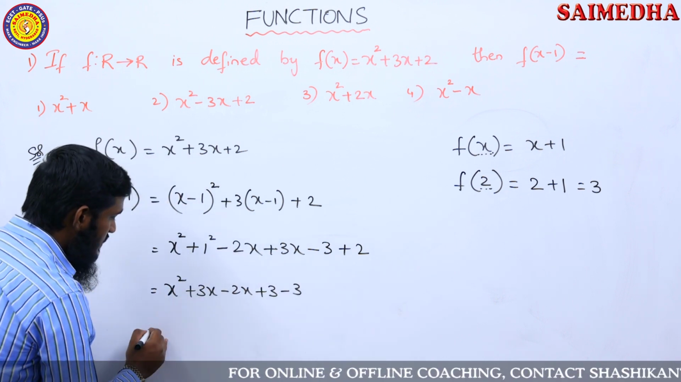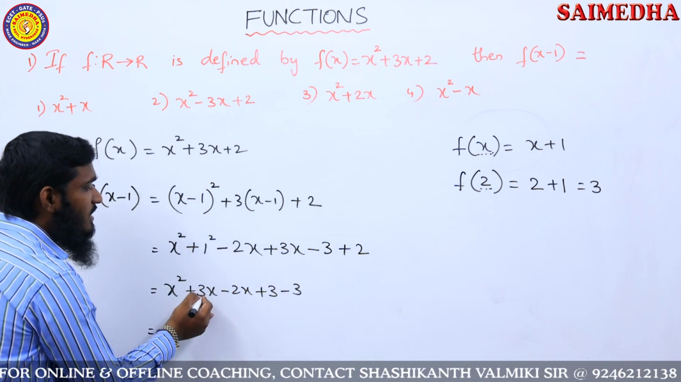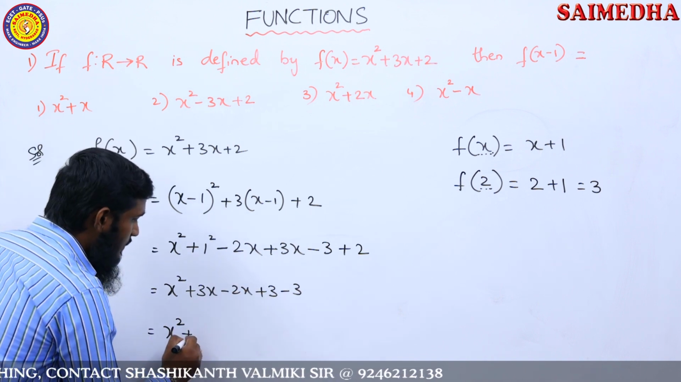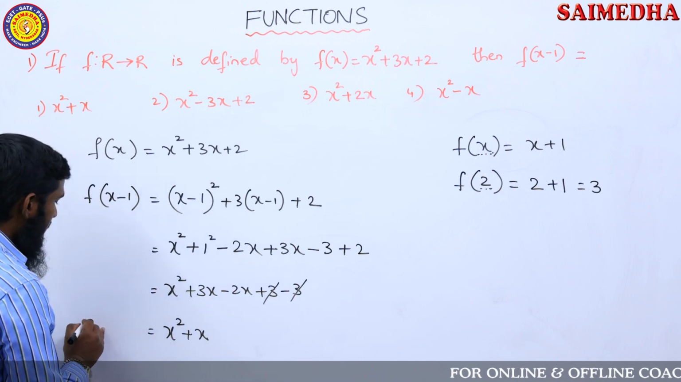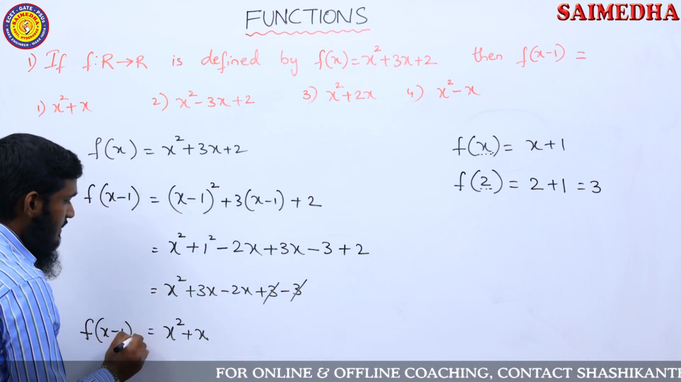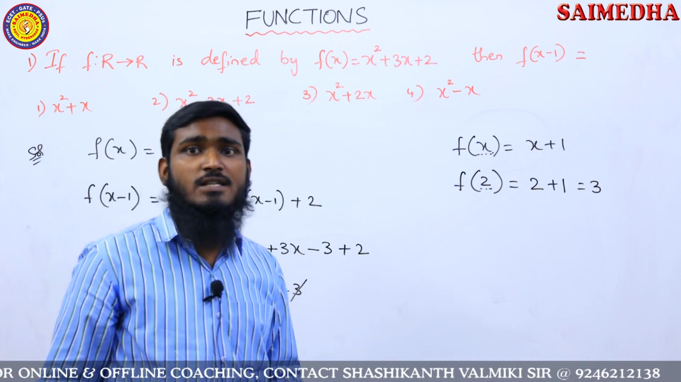So which is equals to x square. 3x minus 2x means it will be plus x. Now plus 3 minus 3 gets cancelled. So what we are getting as the answer, f of x minus 1, which is equals to x square plus x.